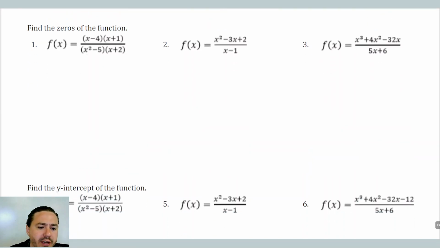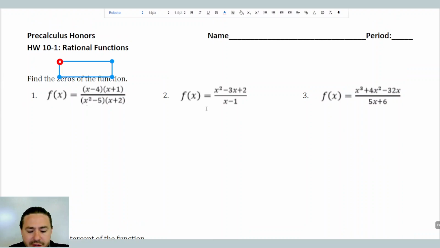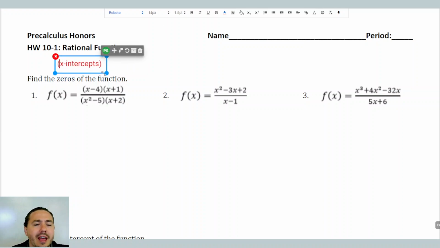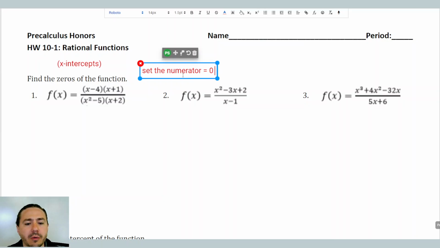So hopefully it won't take too long for you, but this first one is to find the zeros. Now, a little tip here is the zeros really means the x-intercepts. These are the x values of the function that make the whole thing equal 0, the numbers that I could substitute into x to make the whole thing equal 0. And so to find these, we're going to set the numerator equal to 0 and solve for x.